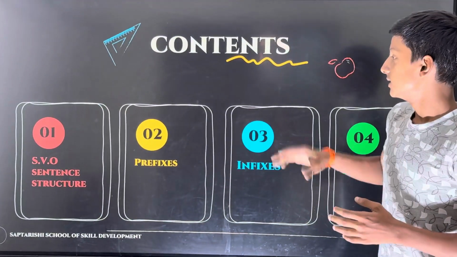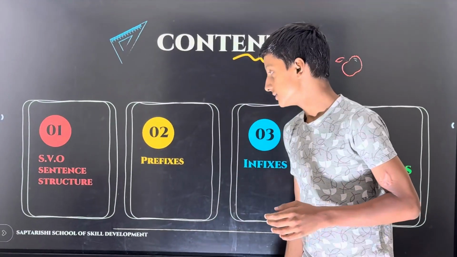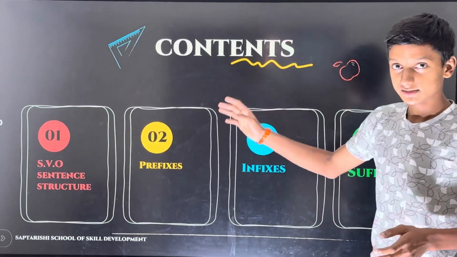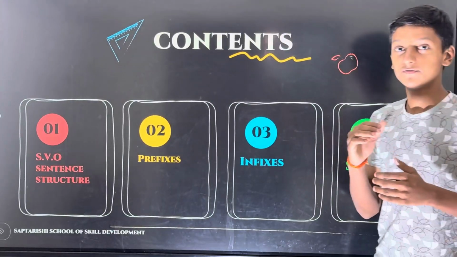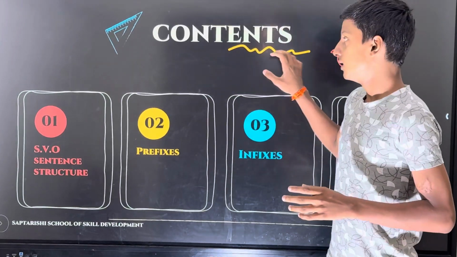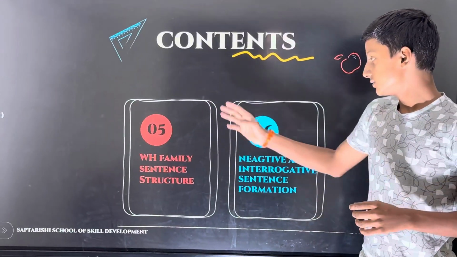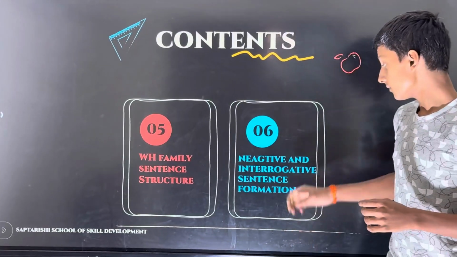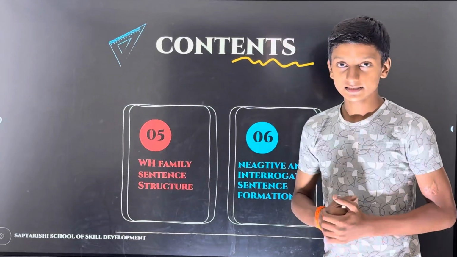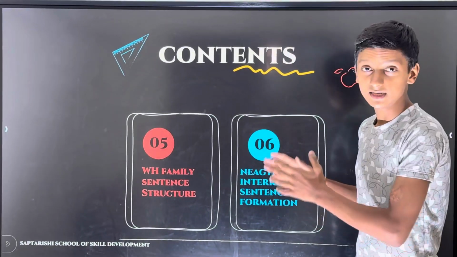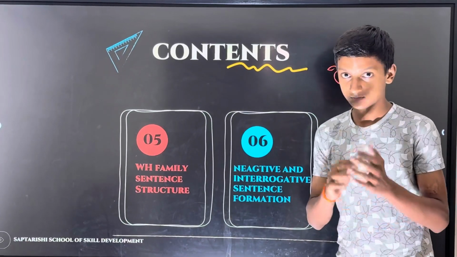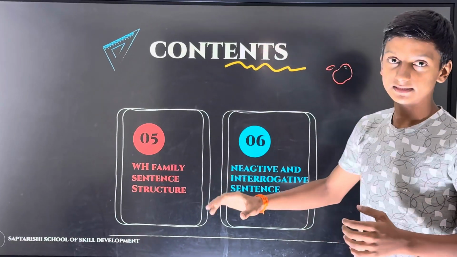Under this topic, these are the contents. The first thing we are going to discuss is SVO sentence structure, which we will cover in this class. Then we are going to discuss how we form a word, the three parts of words: prefixes, infixes and suffixes. Then we are going to discuss WH family sentence structure, and lastly negative and interrogative sentence formation. These are the six parts under this topic, and we are going to discuss every single one of them. So you have to watch all of them to complete this topic.